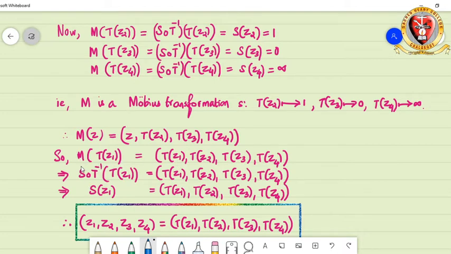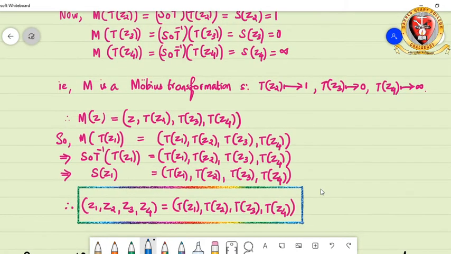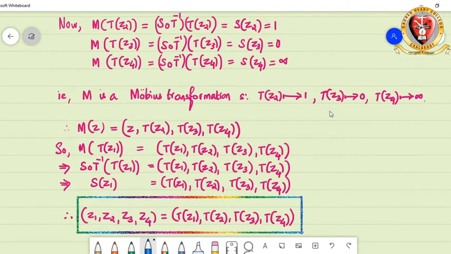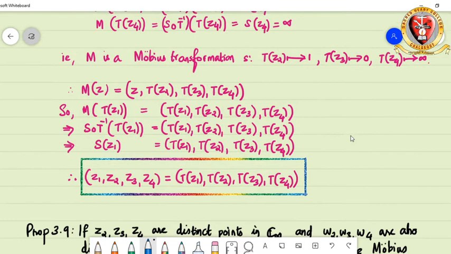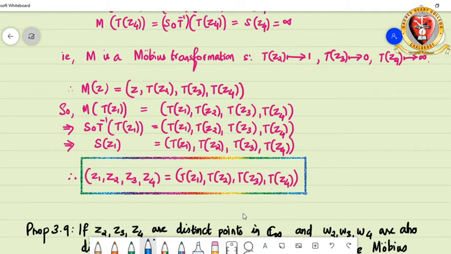And we know that M is nothing but S composition T inverse, right? And T inverse and T will compose to form the identity, and we are getting S of Z1 on the LHS, and on the right hand side you're getting the cross ratio. And what is S of Z1? We defined S of Z1 to be the cross ratio (Z1, Z2, Z3, Z4). So that's how we conclude there. So for any Mobius transformation T, you're getting this conclusion.